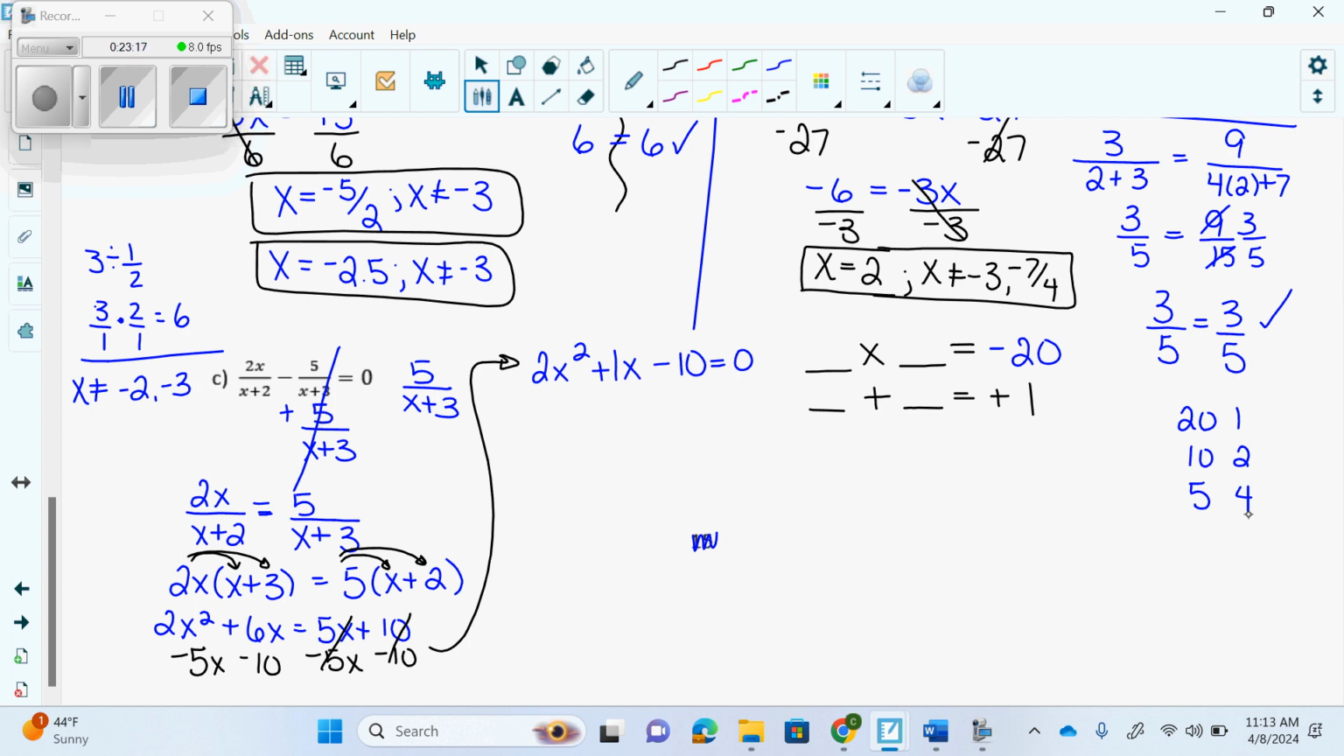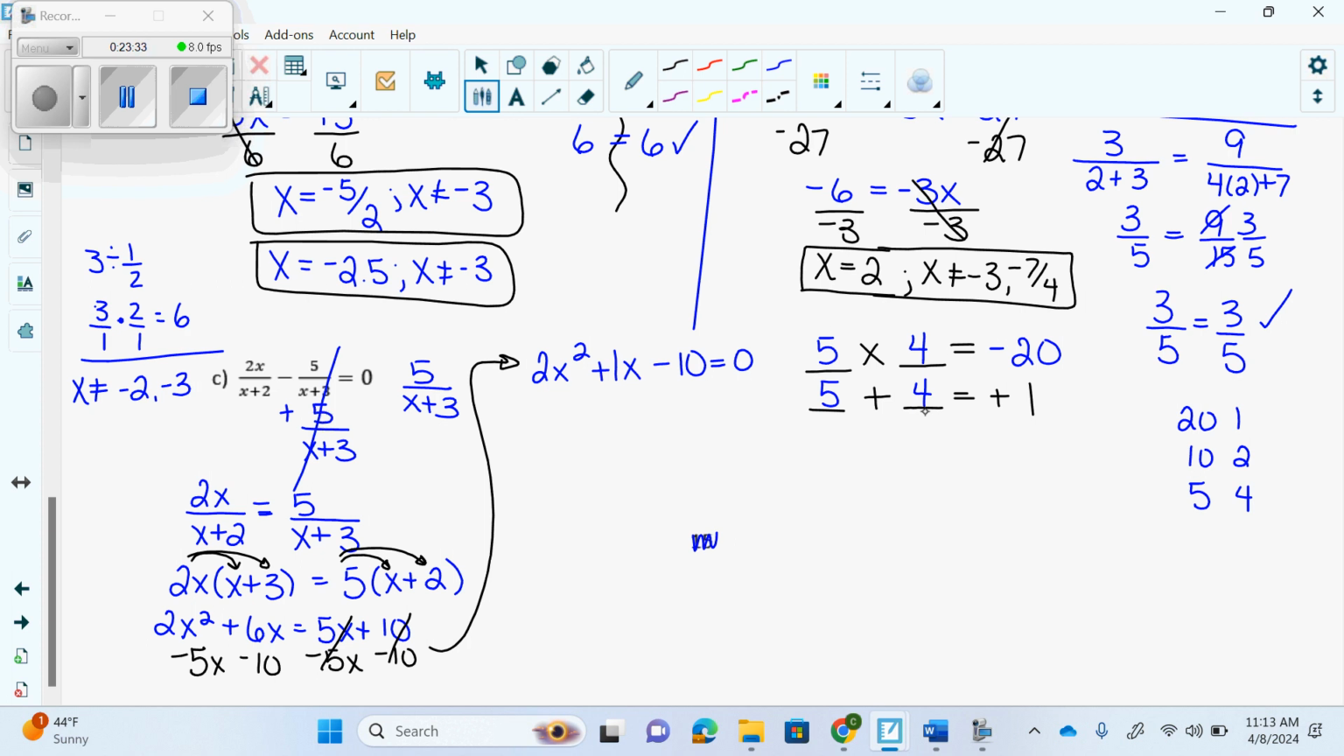5 and 4. We agree? So I know I'm going to have a 5 and a 4 in these blanks, because the blanks have to have the same numbers. We agree? What's the catch currently, though? 5 plus 4 is 9, and 5 times 4 is positive 20.